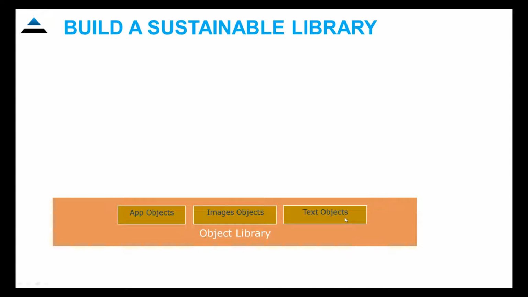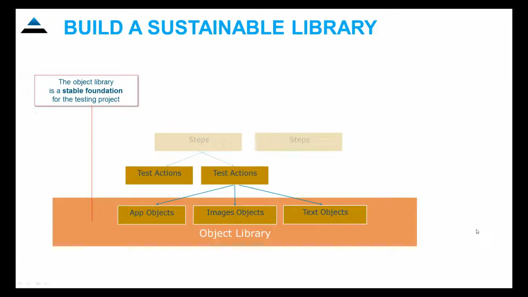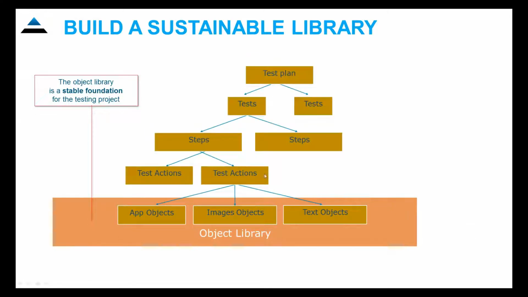Likewise, we have a technology that will see text that's painted on, say, a canvas that isn't a real object, so that you can recognize and manipulate text as objects as well. So this is our object library, and that library is a stable foundation upon which tests can be built. And so you see the rest of the testing project is built upon that object library.